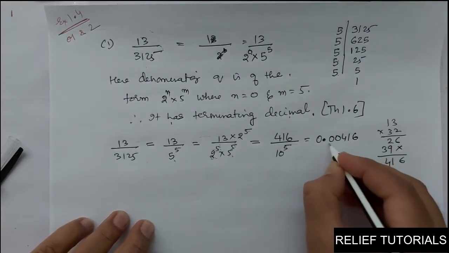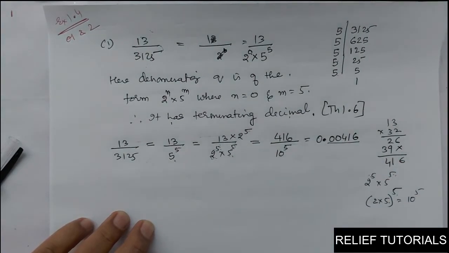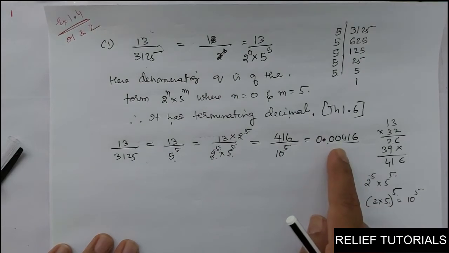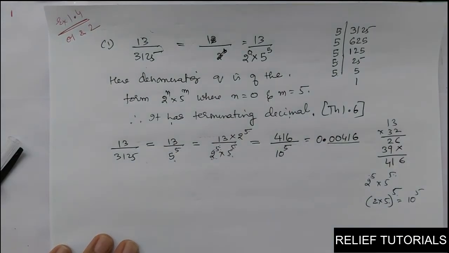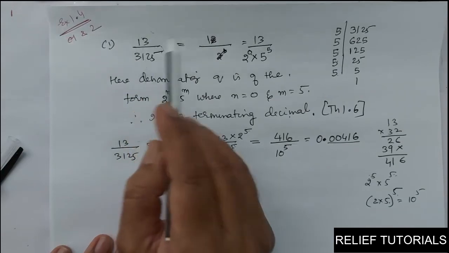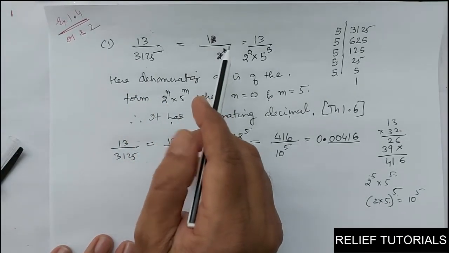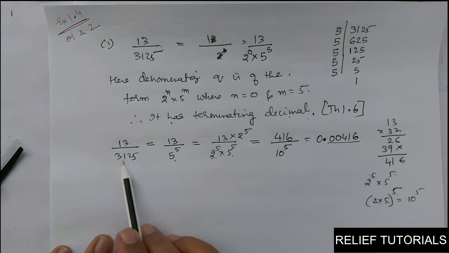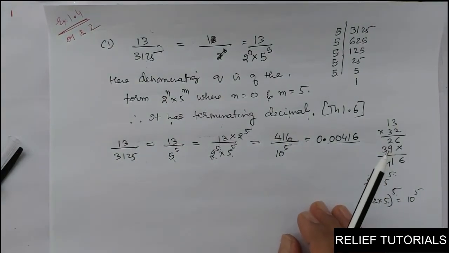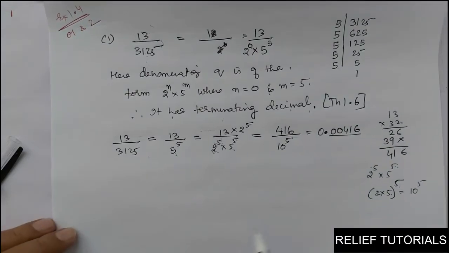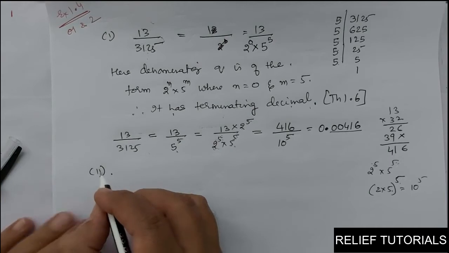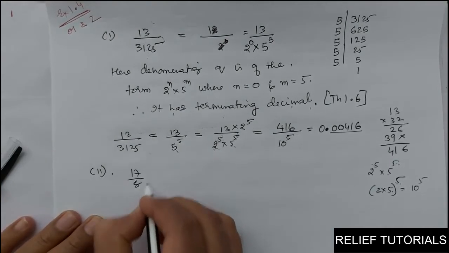0.00416. After the decimal there should be 5 digits. Why? Because 10 raised to 5. So this is the decimal form of p by q. See, it is a terminating decimal. Have you got it, friends? What it says is, you have to find whether it is a terminating or non-terminating recurring decimal. If it is a terminating decimal, then you have to write the decimal form. Clear? This is question number 1. Now question number 2 we will discuss. What is that? 17 upon 8.